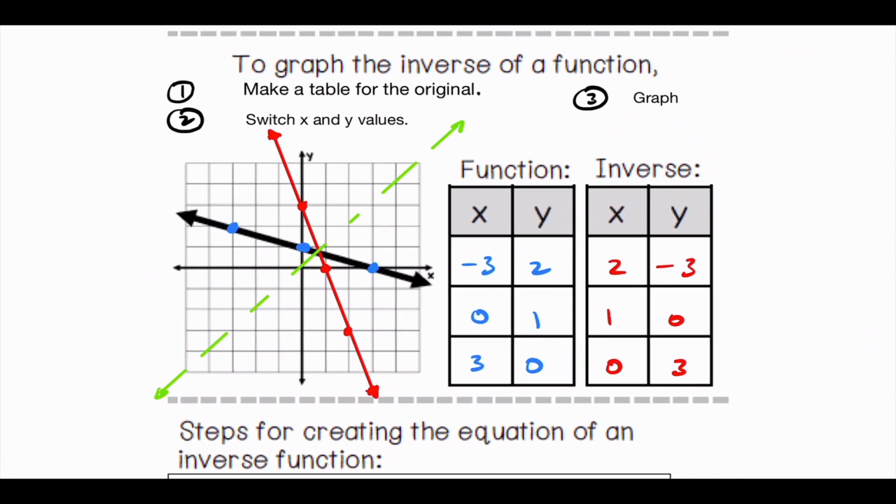Okay. Yeah, number 1, make a table for the original. If there is no table, make one. Step 2, switch the values. Step 3, graph it. What does it look like? Make the dots. Okay? Yep.